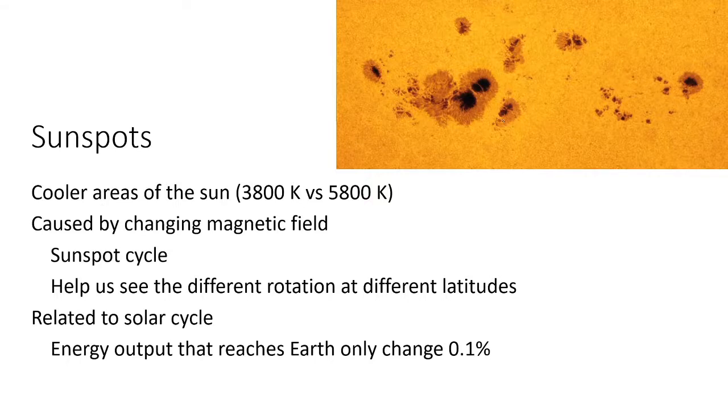The magnetic field varies. So why they're important, and again, we don't want to look at them with our bare eyes, but why they're important is with the right type of telescope, we can look at them and we can see, oh, the sun's not rotating at the same speed, or the atmosphere isn't rotating at the same speed. It's fastest at the equator and less at the upper and lower latitudes. And it's related to the solar cycle, and it should be said that the energy output that reaches the Earth, the change is only like 0.1%. So during a sunspot cycle, it's not that it's going to be radically cooling or heating the Earth.